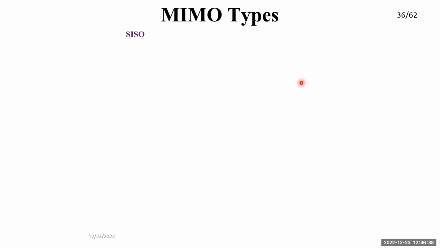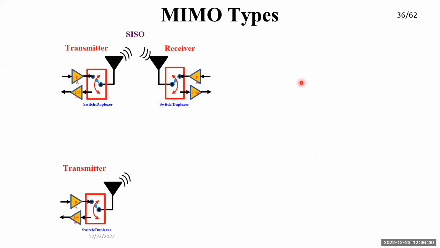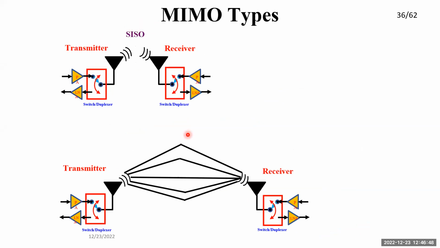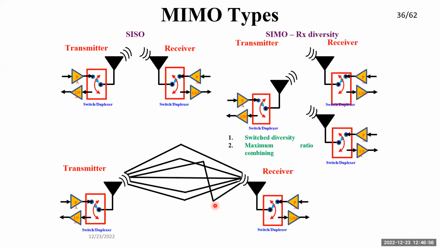Next is MIMO types. Single input, single output. That was the case until the 2G era. Then they came up with MIMO. For example, we had several multipath signals. In order to make use of these multipath signals, they came up with this MIMO technology: single input, multiple output, which means your receiver will have two antennas to receive. With the two copies, whichever is best, it will take.